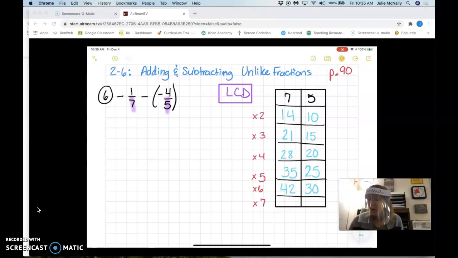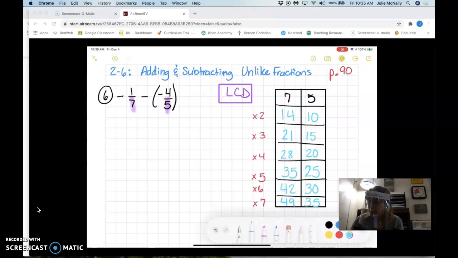So what is 7 times 7? 49. And 7 times 5? 35. Do I have a match? Okay, if I didn't have a match, I would have to draw more boxes on my little table and keep going. But I have a match. What's my match? 35. I see 35 in this column and 35 in this column. So guess what my new denominator is?